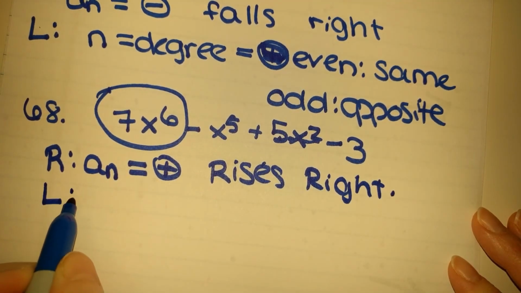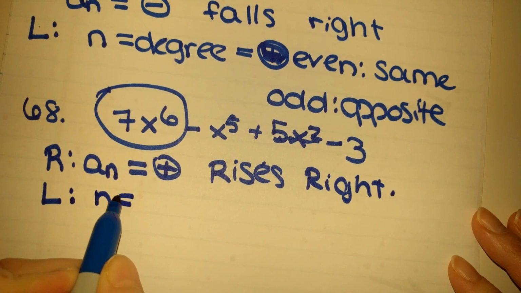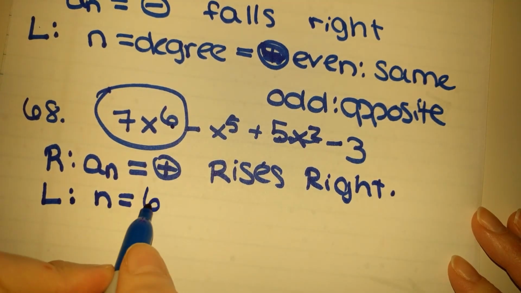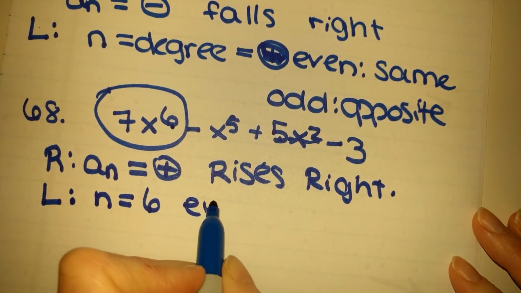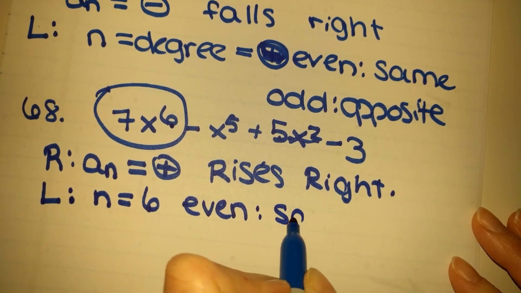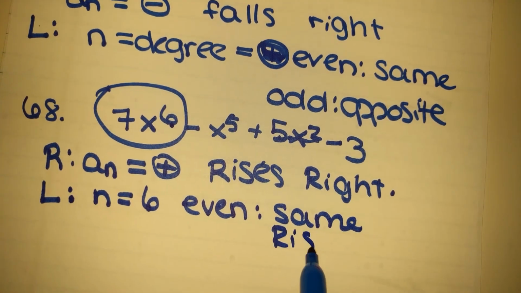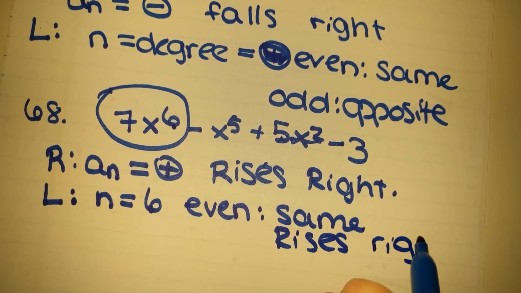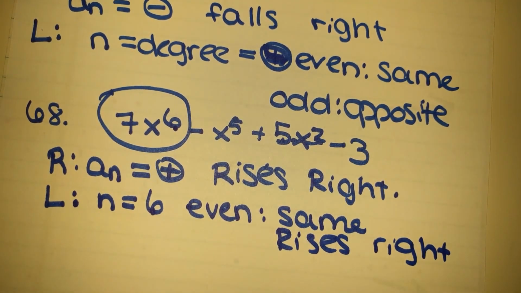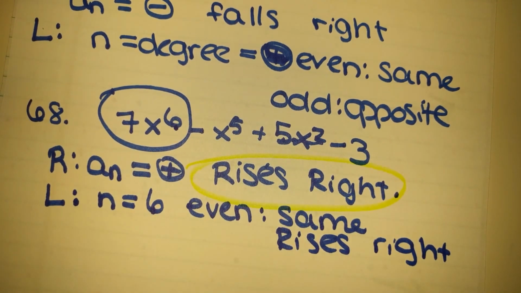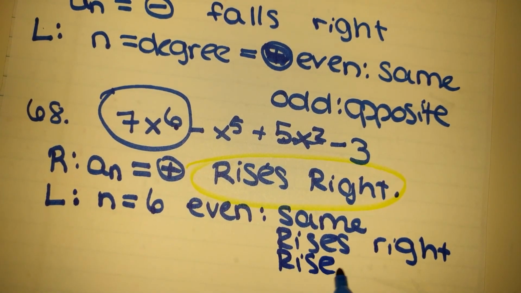Then for the left-hand side, we look at the degree. The degree is the power of 6. Because 6 is even, we would say that it's the same behavior. And that same behavior means that it is going to rise. So we would say that this graph rises on the right and rises on the left as well.